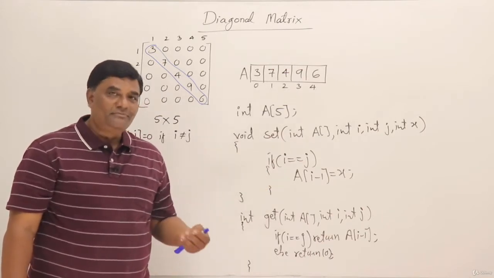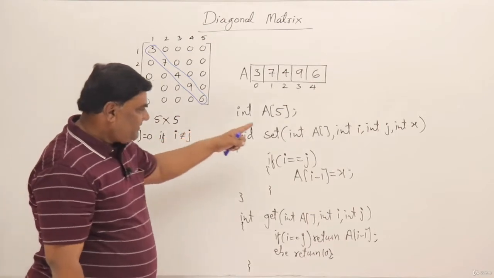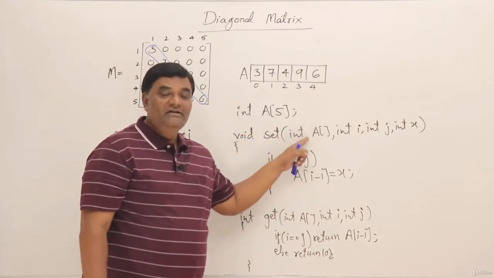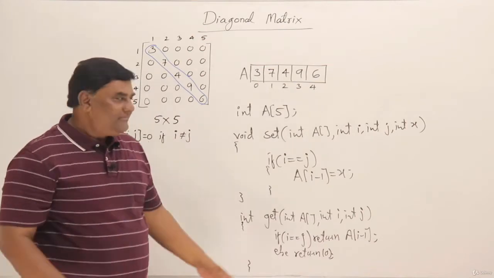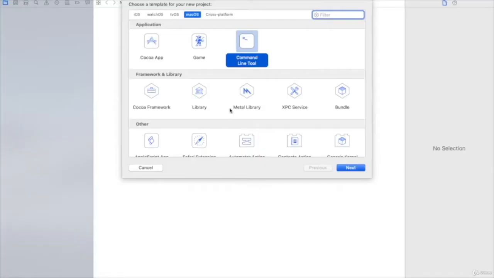These are the get and set functions we can write and call from our main function or from anywhere in the program. But we also have to pass the array in which the diagonal matrix is stored. So while writing the program, I will write a complete program and show you.